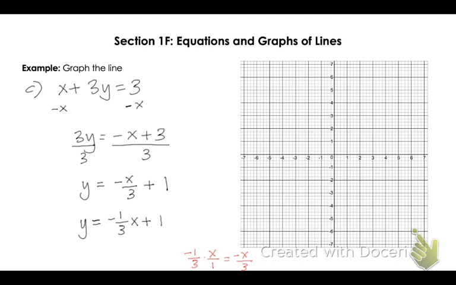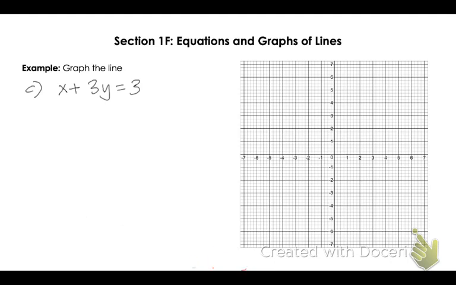All right, so I'm going to recopy that. Let's get rid of all this stuff here. Okay, so I'm going to recopy that negative 1/3 x plus 1 up at the top. Okay, so we know that the 1 is going to be our y-intercept, so we're going to start off at 0, 1. So I'm just going to plot that point. And then we're going to think about our slope as being negative 1/3.